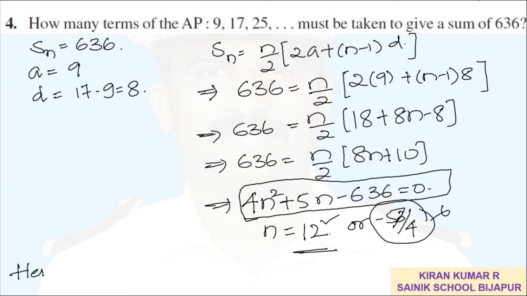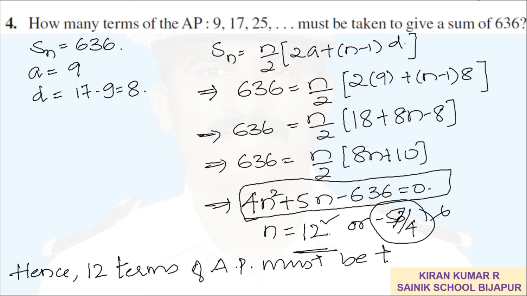Hence 12 terms of the AP must be taken to get the sum equal to 636.